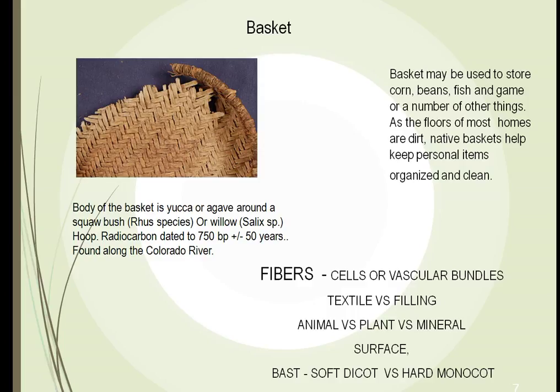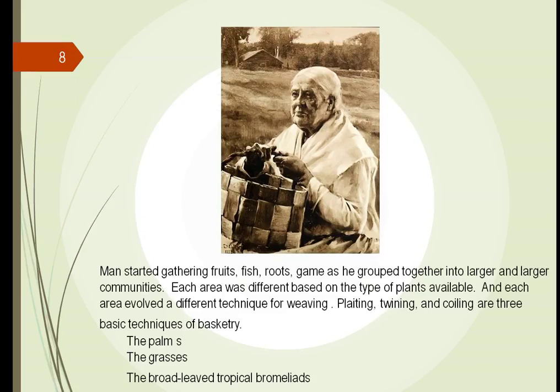People learned that not only do animals have fibers, that plants have fibers too. Some are hard, some are soft. As man started to gather together, they learned they had to share things. And as they were sharing things, baskets were easy to share. Different techniques were developed by each group, whether it was plaiting or twining or coiling, the three different areas. Each type of community did it different. For example, you used the grasses a lot more in the northern climates. You used larger leaves in the southern climates.